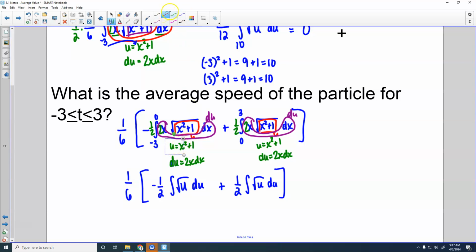So, over here, you have to do negative 3 squared plus 1, which we already did. That gave us 10. So, we're going to get 10 right here. When we plug in 0, 0 squared plus 1 is going to give us 1. And then over here, we do the same thing. 0 squared plus 1 gives us 1 for our lower limit, and 3 squared plus 1 gives us 10 for our upper limit.